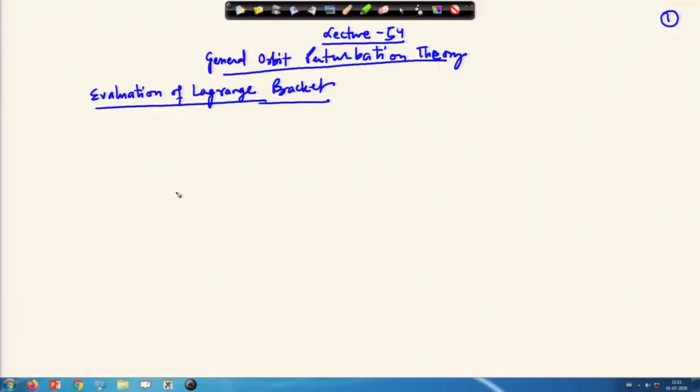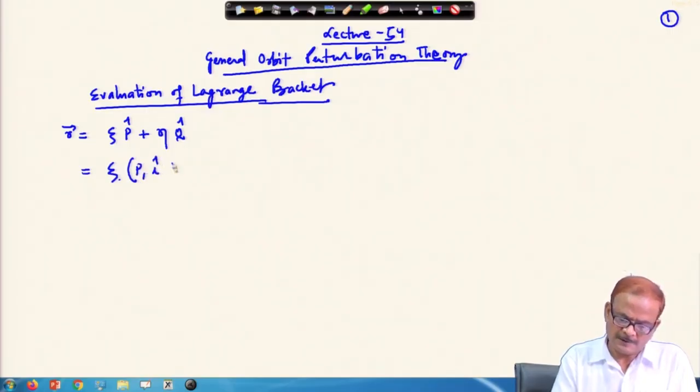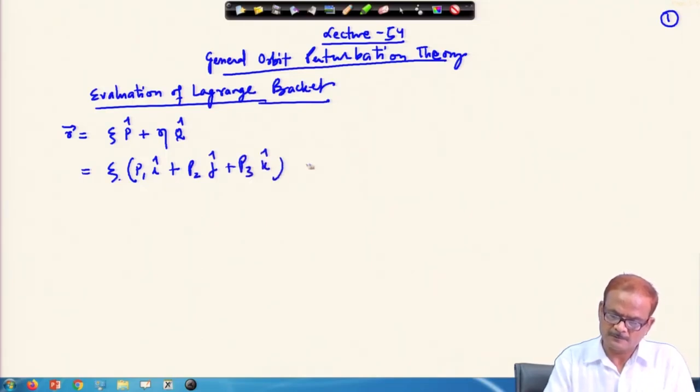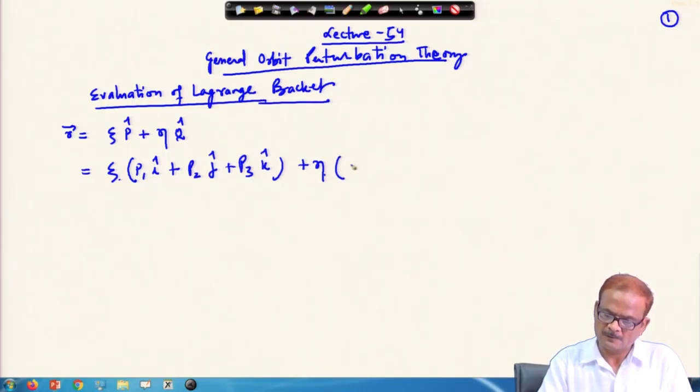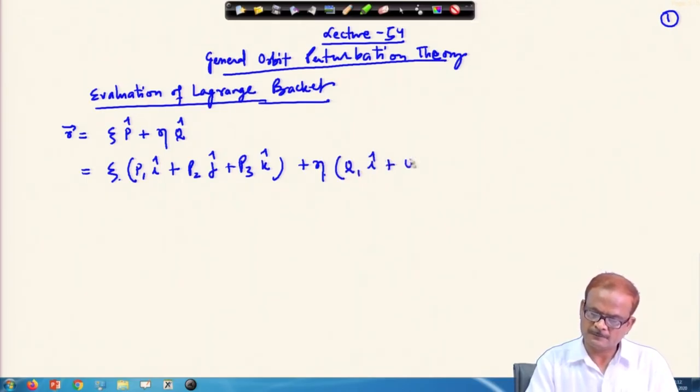Welcome to lecture 54. So, we were working with evaluation of Lagrange bracket. So, we continue with that. In that context, we wrote r equal to xi p cap plus eta q cap, where p cap is p 1 times i cap, p 2 times j cap, and q cap is q 1 times i cap.